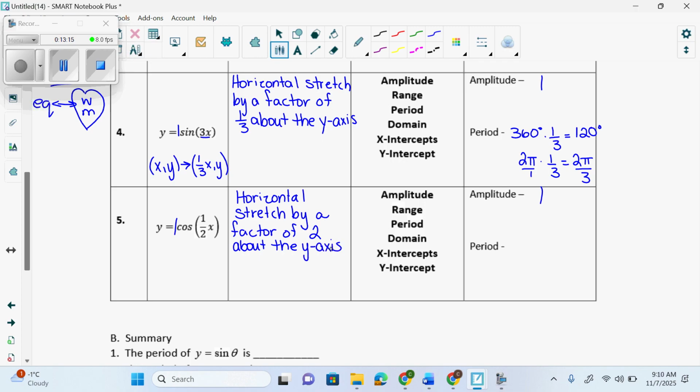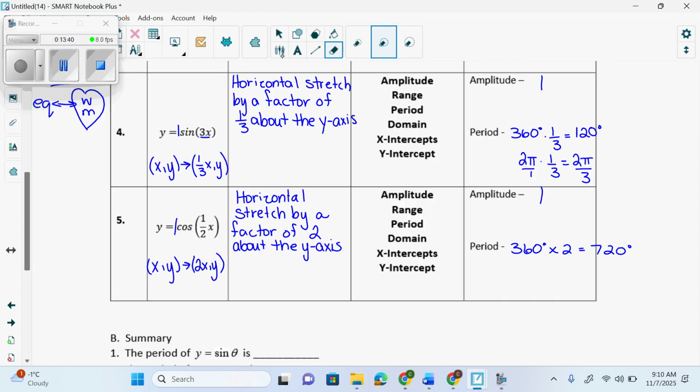Words and mapping are the same, so we get x, y becomes what? If I have a 2 in words, I have a 2 in mapping. The period, we are multiplying by 2, correct? So it's going to be 360 degrees times 2, which is 720 degrees. Then 2 pi times 2, which is 4 pi radians.